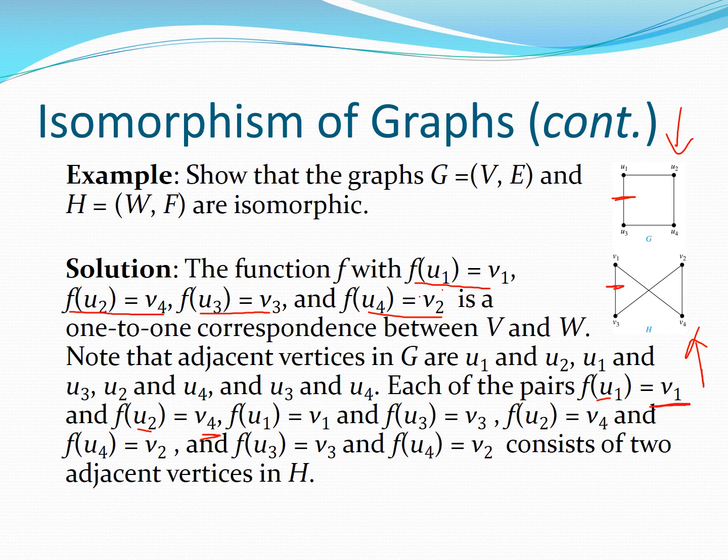So if you pick any pair of vertices in graph G, and the same corresponding pair of vertices according to the function that has been given here, there will be an edge between both pairs of vertices in both the graphs, or there will not be an edge between both pairs of vertices from both the graphs. Since we are able to find such a correspondence with respect to vertices and also with respect to edges, you say that the graphs G and H in this example are isomorphic in nature.